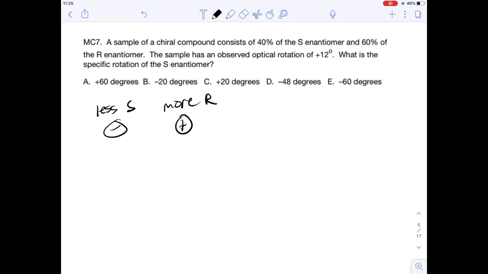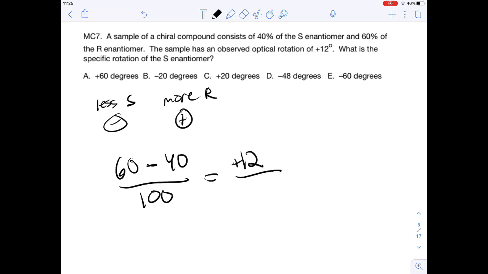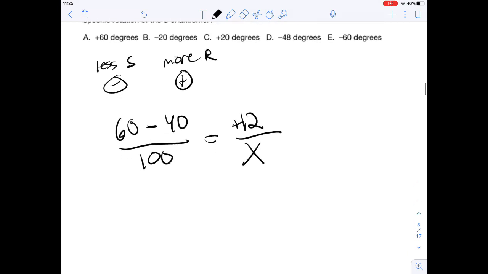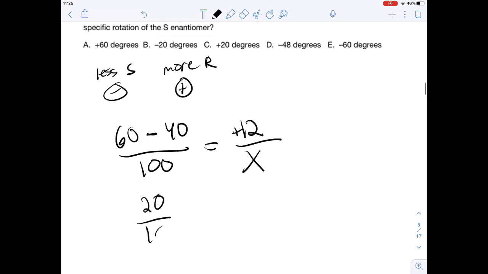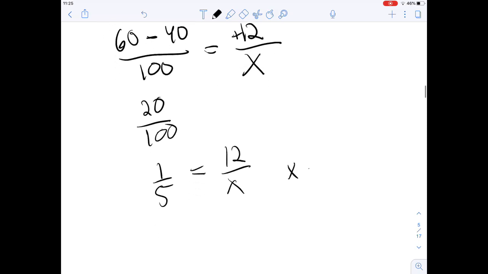So the way that you set up the equation if you're trying to find the specific rotation of the minority is you want to do the majority minus the minority over 100, set that equal to the specific rotation of the entire thing, which in this case is plus 12, and then you want to write X underneath. And this is going to be the specific rotation of pure S, or pure the minority, whichever it is. Okay? So then you want to do 60 minus 40 is 20 over 100, and that gives you 1/5. Set that equal to 12 over X.